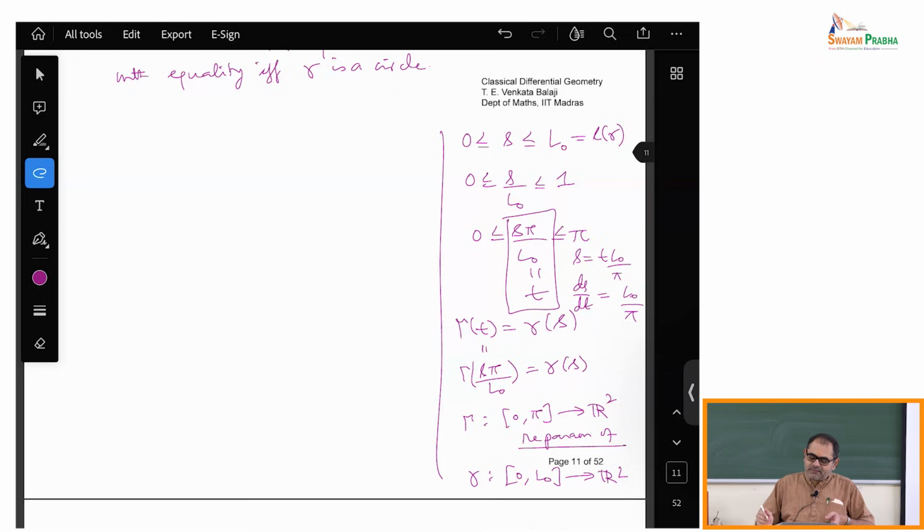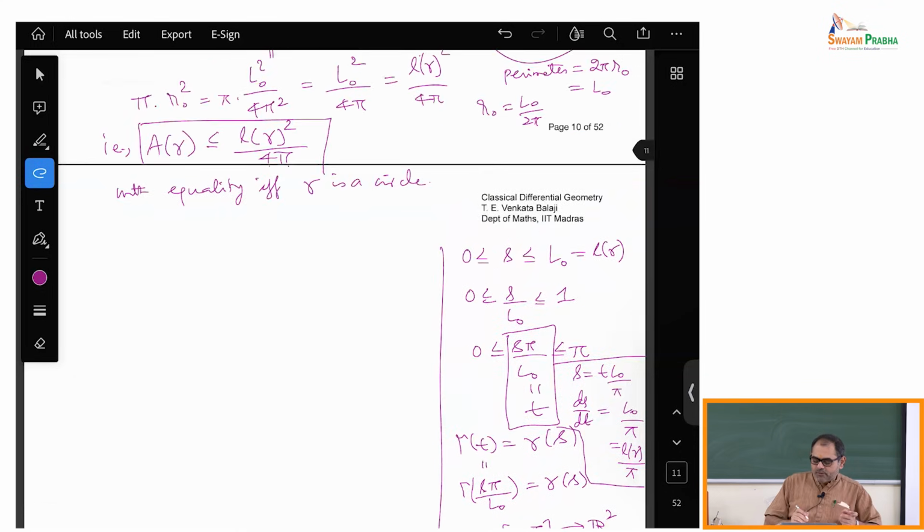Now this silly thing, that ds by dt is L naught by pi, is also equal to L of gamma by pi, because L naught is L of gamma. It's a silly observation, but it is very, very useful, and we are going to use it in a very tricky way, as we are going to see. The reason for moving from arc length parametrization to this new parametrization is just to get the interval from 0 to pi. I want to apply Wirtinger's inequality.